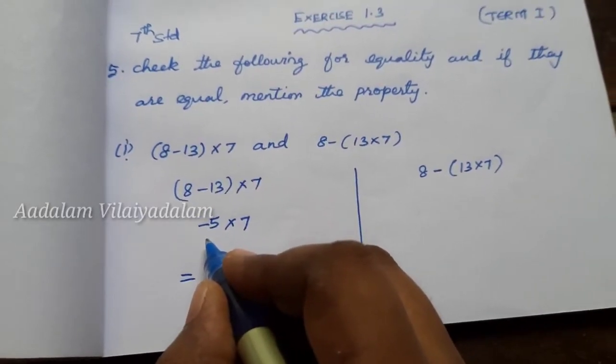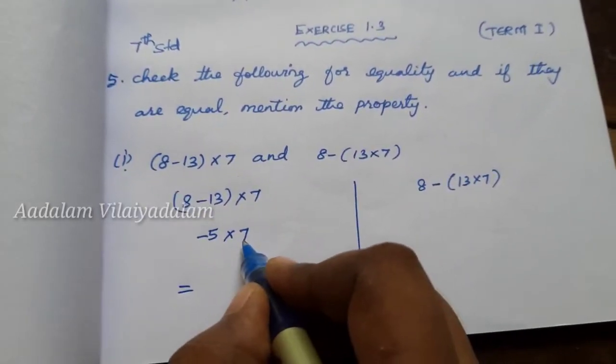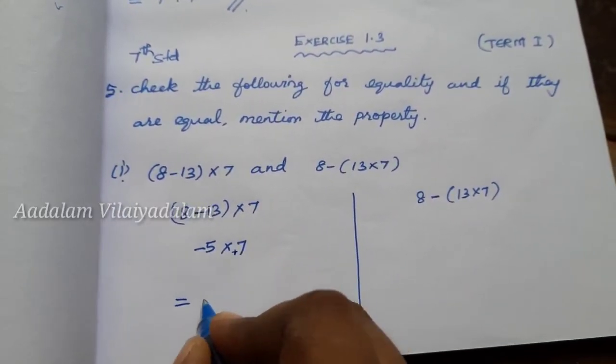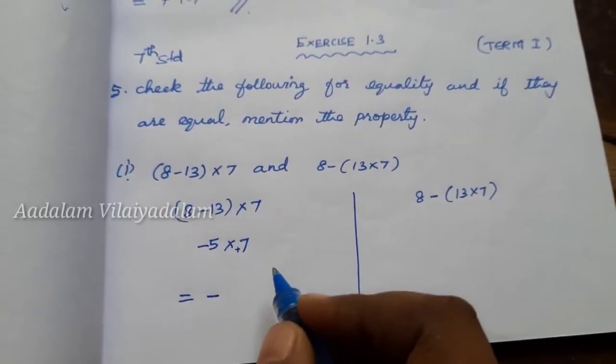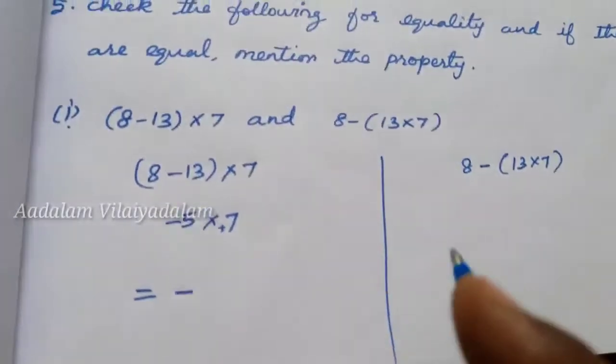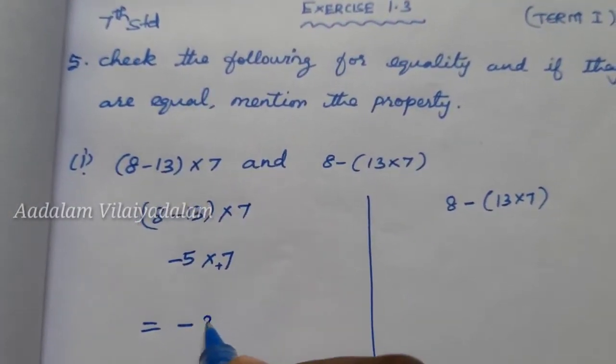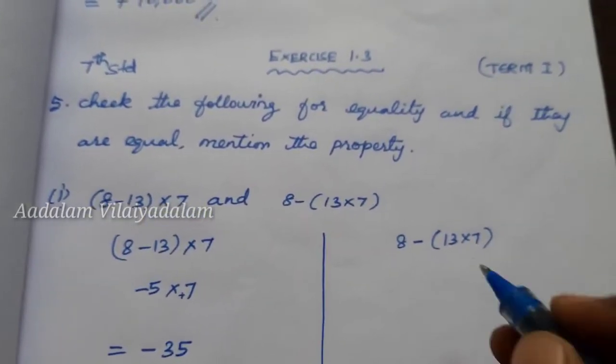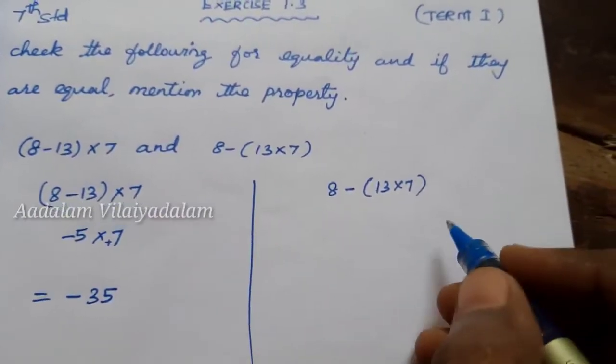Then what do we get? First we need to multiply the signs. Here there is no sign, which means it is a plus. So minus into plus you will get minus. 5 sevens are 35. Then come to the next part.